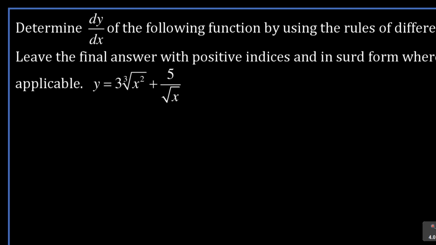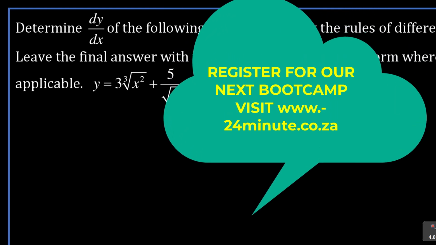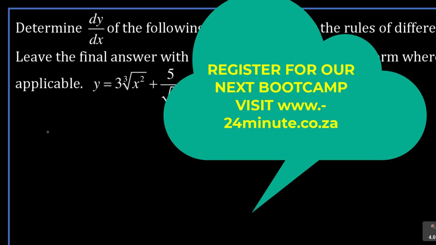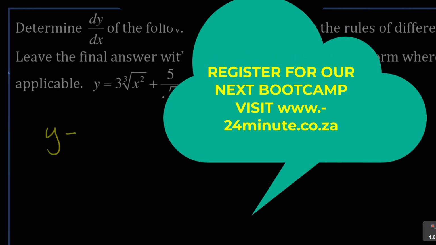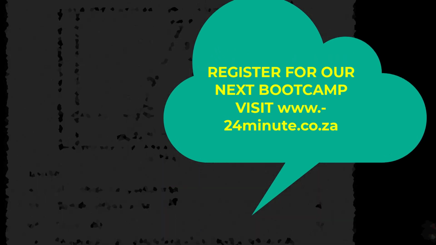So y is equal to 3 times the cube root of x squared, plus 5 over root x. So what do we have for ourselves here? We've got ourselves a 3 times x. We have here a question.